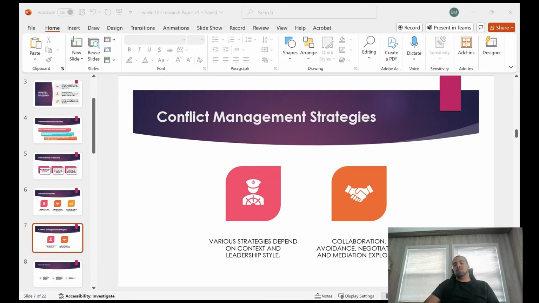So, conflict resolution, just like leadership, is not a one-size-fits-all approach. Leaders must adapt their strategies based on the situation and people involved. Some conflicts require open collaboration, while others need negotiation or mediation. Choosing the right strategy ensures conflicts are resolved effectively and constructively.